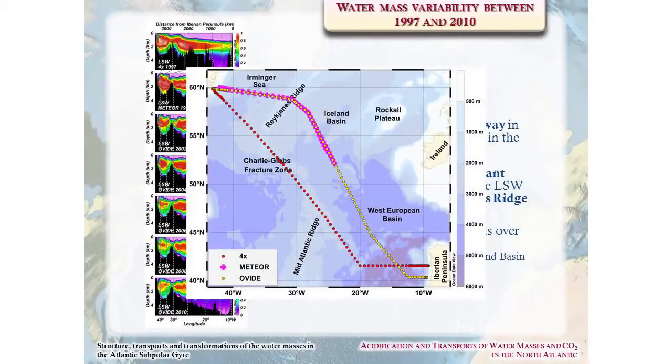Now, with respect to the time variability of the water masses between 1997 and 2010, first we evaluated if the different section pathway influences the distributions of the water masses. For this purpose, we used data of the Meteor's cruise that was taken almost at the same time as the FOUREX section, and whose cruise track shares the track of the OVIDE section in the Irminger and Iceland basins.